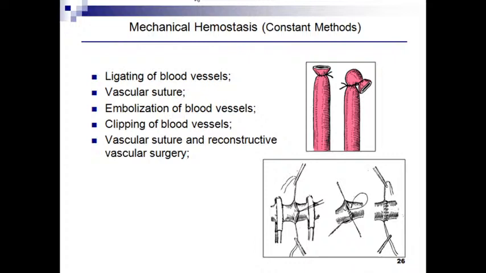Embolization of blood vessels by chemical or biological emboli. This is a method of arrest of bleeding in the brain, for example. Clipping of blood vessels, application of metallic clips on the vessel. And vascular suture in reconstructive vascular surgery. Grafting, shunting of the vessels, and restoring of the anatomical practicability of blood vessels.